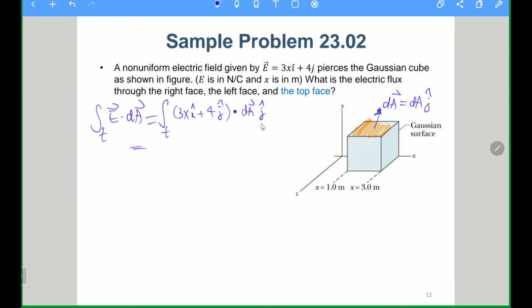Okay, so the next part is j dot j, which is 1, so we have the integration of 4 dA for the top surface. And then we can write it as 4 times the integration of dA over the top surface. So the area is 4 meter square. So 4 times 4, which is 16 Newton meter square per Coulomb.